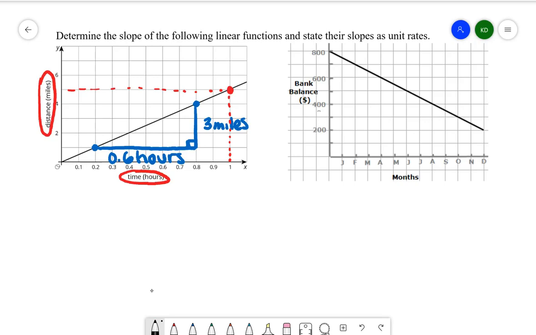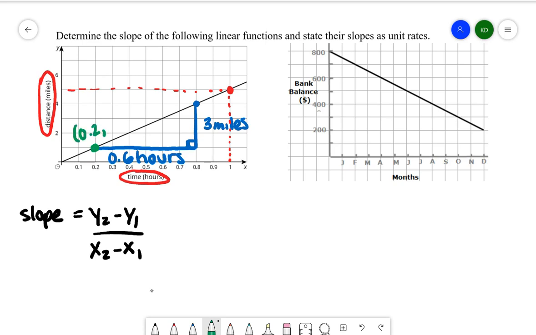The other slope formula reads slope equals y2 minus y1 divided by x2 minus x1. So what we need to do here is, again, find two coordinates. It's very similar to what I was just doing. Let's use the two coordinates that I had before. Here we had a point at 0.2, and the y value is equal to 1. My other point was up here. The x value at that point is 0.8, and the y value is equal to 4.